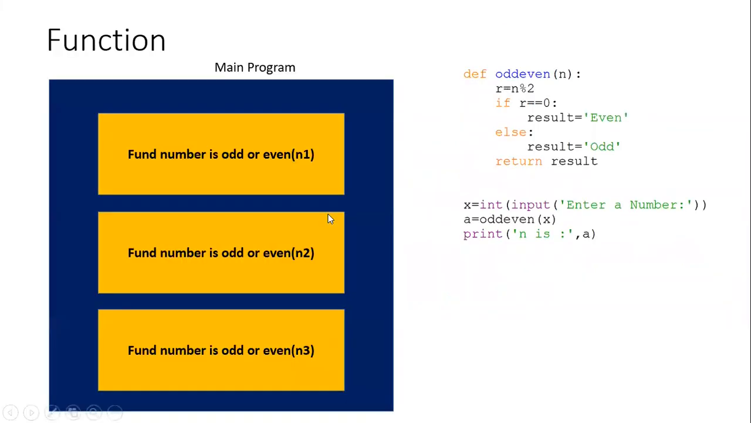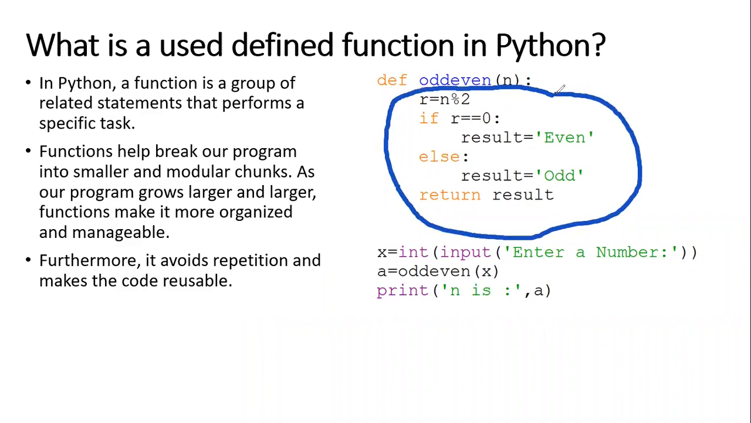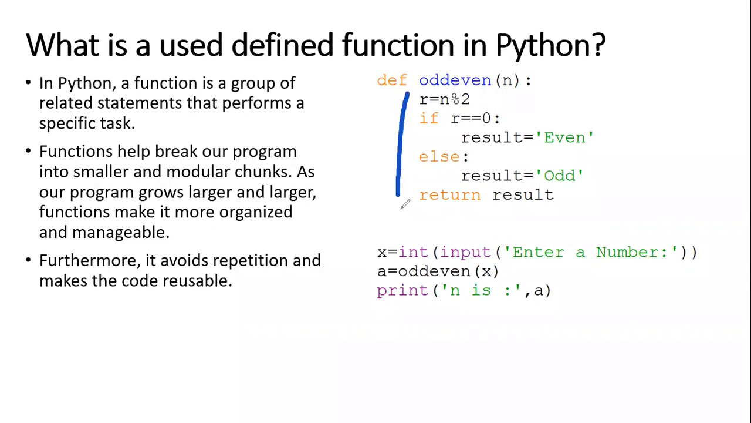So remember, why are we using these functions in programs? The reason is, here this is the code which will decide whether a number is even or odd. Now, if you don't define a function and just write this calculation, it will just decide whether one number is odd or even.